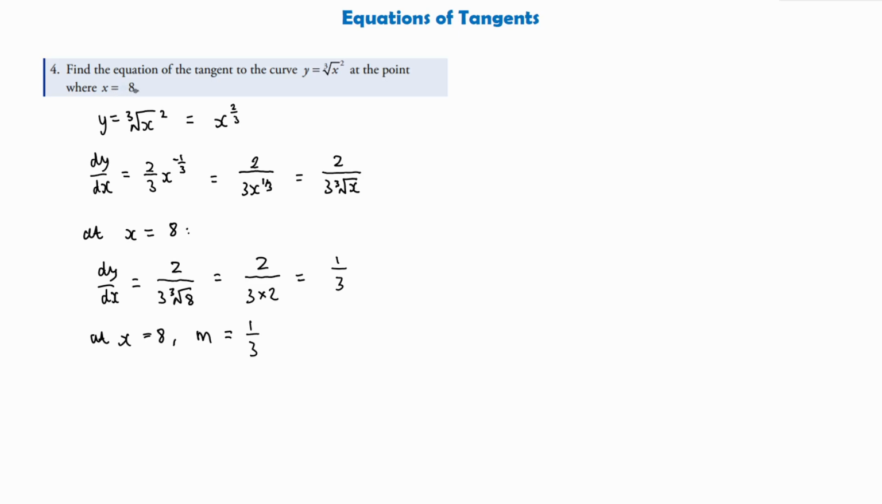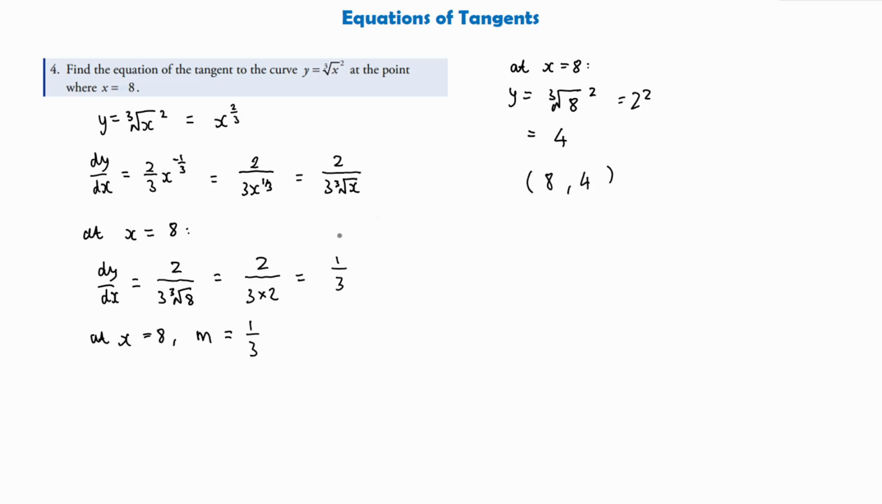Now we do not have a point where the tangent meets the curve, but we do have the point x equals 8. And we can work out the y value by just substituting it in to this equation here. So we would say at x equals 8, y is equal to the cube root of 8 squared. Now we said the cube root of 8 is just 2, so this is going to be 2 squared, which is equal to 4. And now we have the point. So we'll just say the point at x equal to 8, y is equal to 4. So we're going to have the point (8, 4).